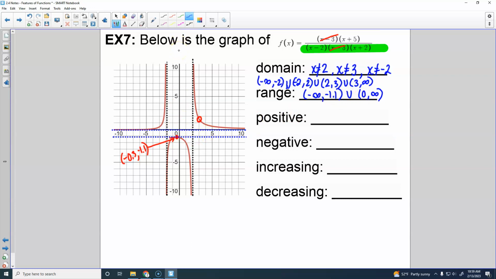Oh, I've messed up, though. I should have a bracket somewhere here. Where should I have a bracket? I actually include that point where I have that highest point because there is a dot there, right? It's a solid line. It's not an asymptote there, so I would do a bracket with that negative 1.1.